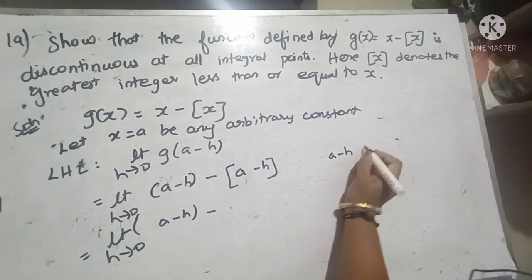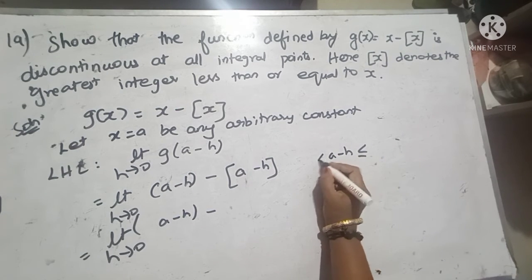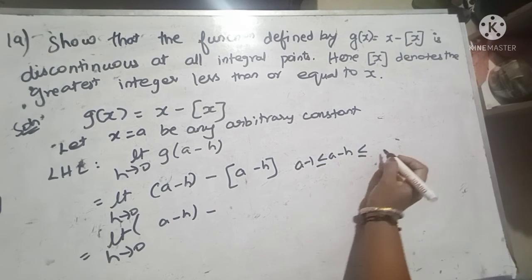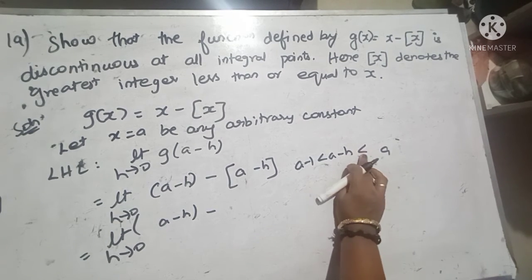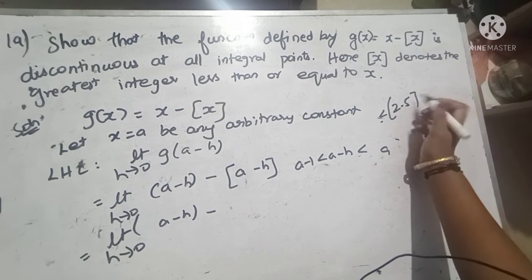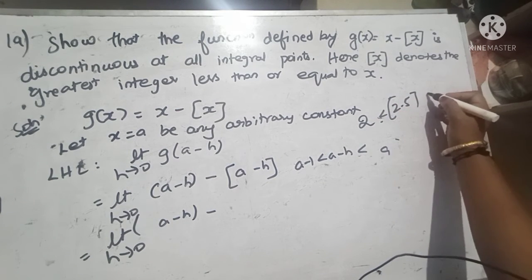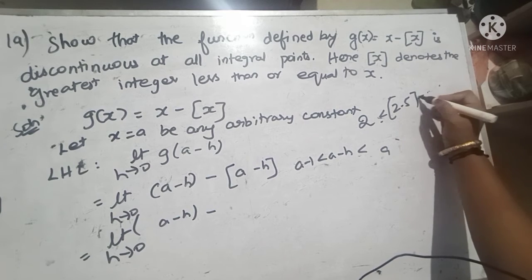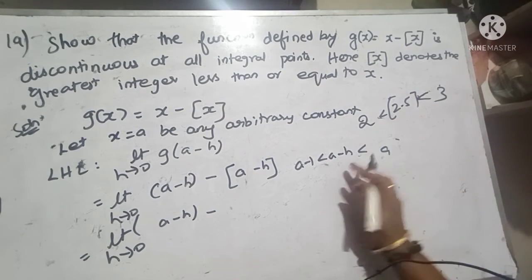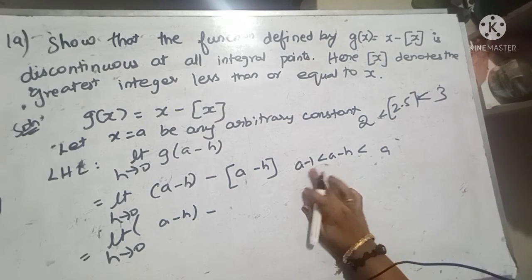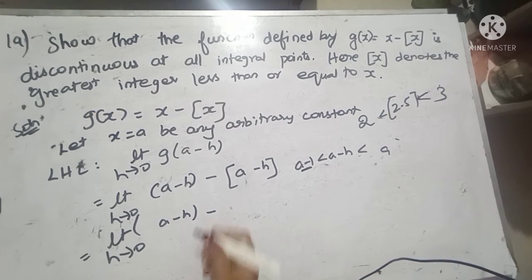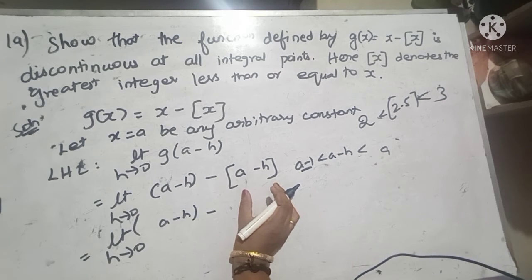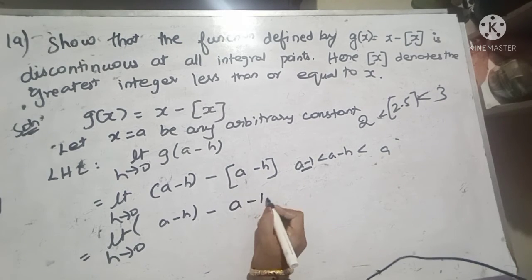Actually this a minus h lies between a minus 1 to a. The greatest integer lies between a minus 1 to a. So the greatest integer of 2.5 lies between 2 to 3. So the same, a minus h lies between a minus 1 to a. So we can write this as a minus 1. So the greatest integer of a minus h is a minus 1.